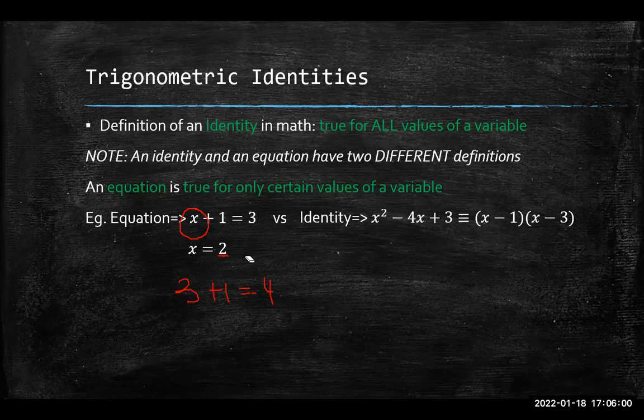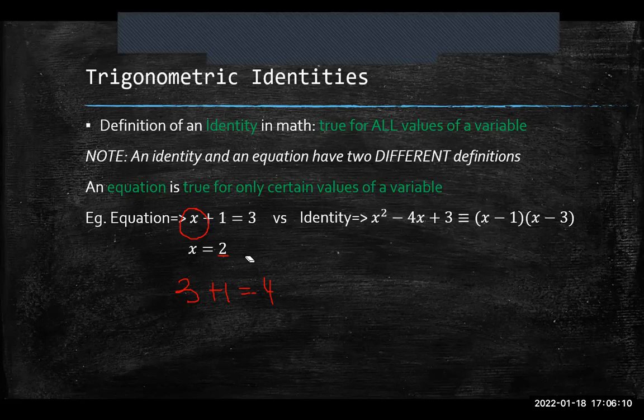Okay, so how exactly is that different from an identity? Identities are true for all values of the variable.